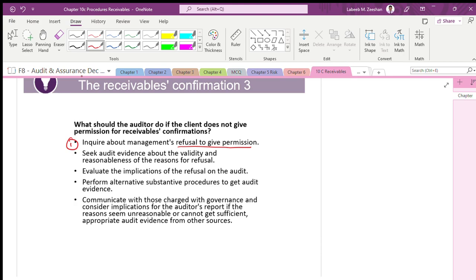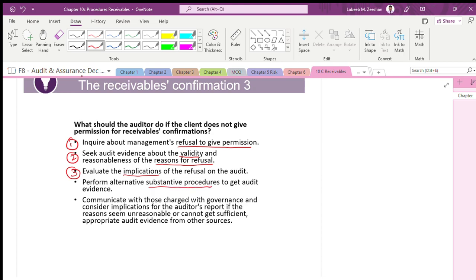Second, seek evidence about the validity and reasonableness of the refusal. In some cases, management says no. Then you ask what the reasons are. Third, what are the implications? Definitely it will have an effect on the audit report. It is not so easy. The auditor cannot sign a clean report. They will give you a limited assurance. Provide alternative substantive procedures.